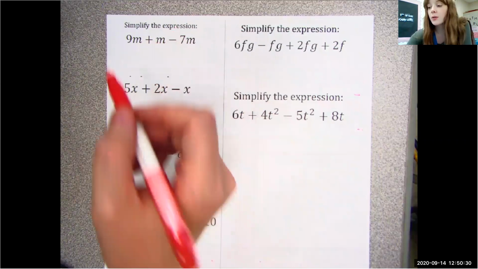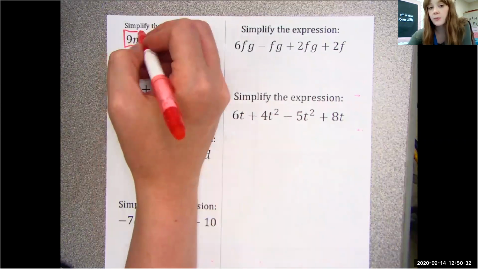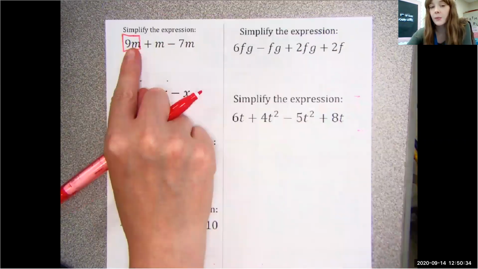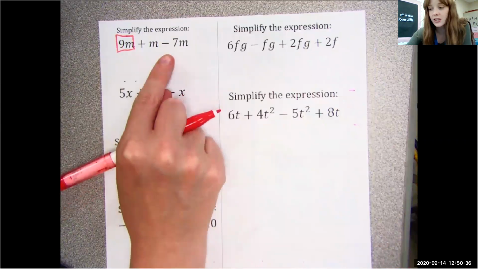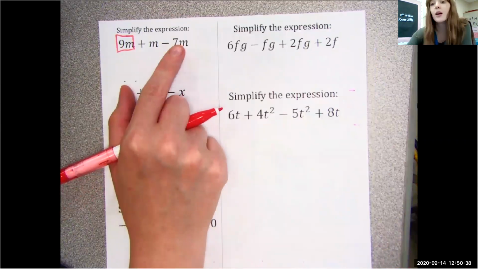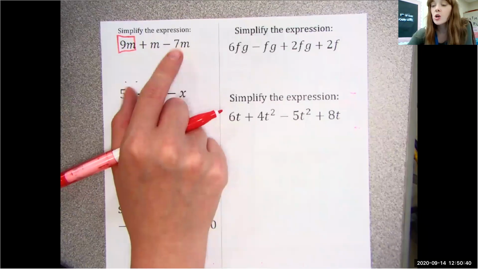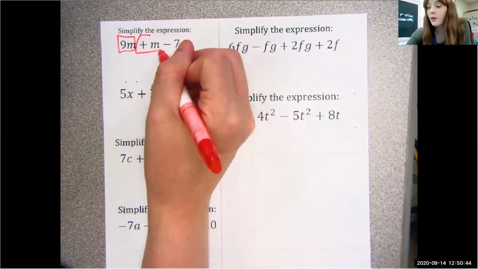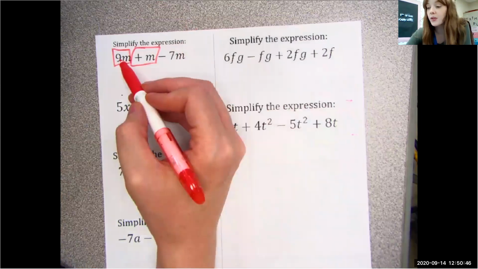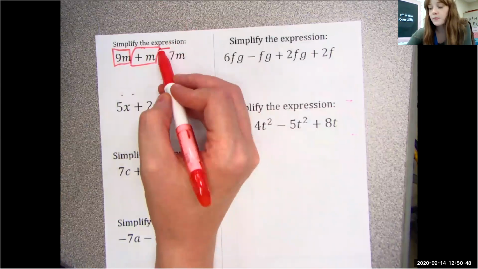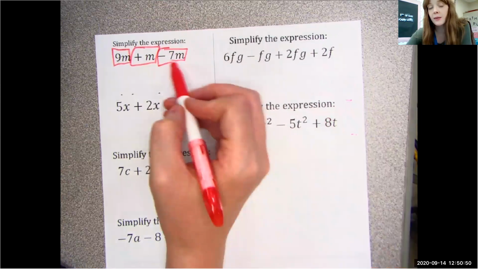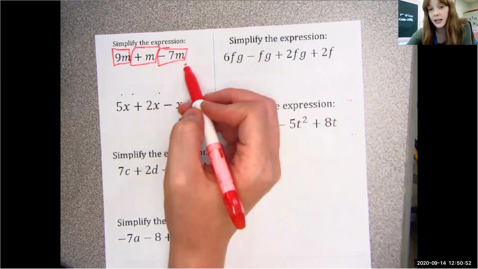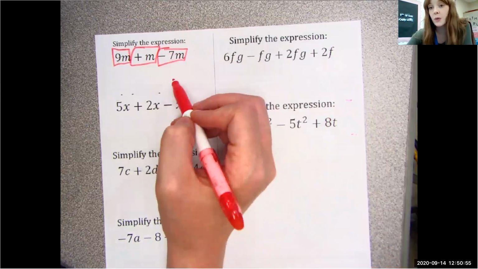So we start by kind of boxing in our first term. I see a 9m. Now I'm going to search through the rest of the expression and see if there's anything else I can combine with a 9m. Remember, like terms have the same exact variable. So I can combine that 9m with this plus m and with this minus 7m. Notice how I'm boxing in the sign in front because that's going to help tell me what to do.